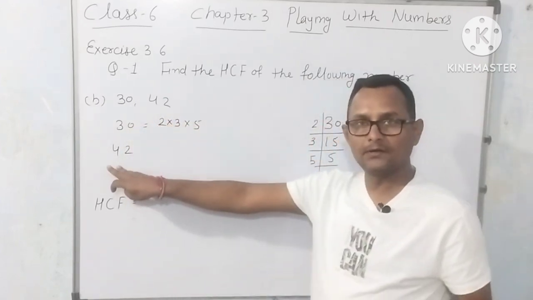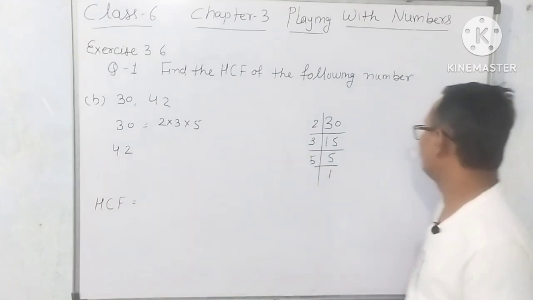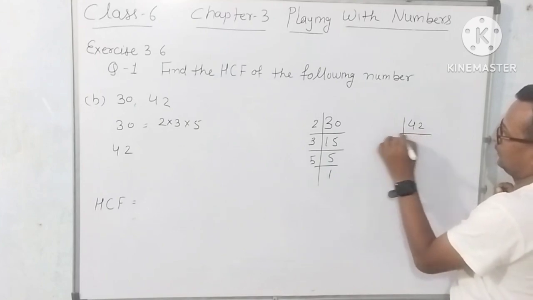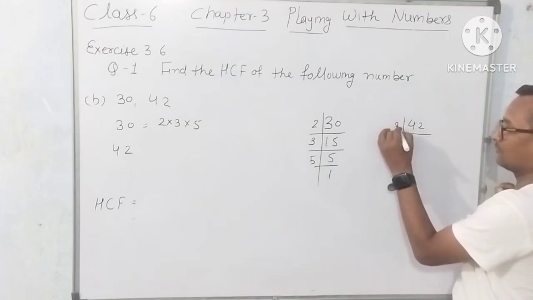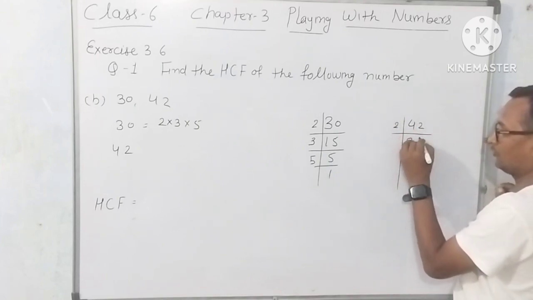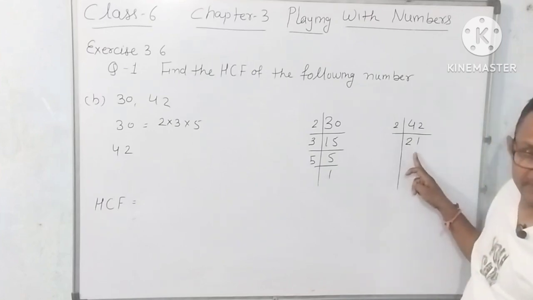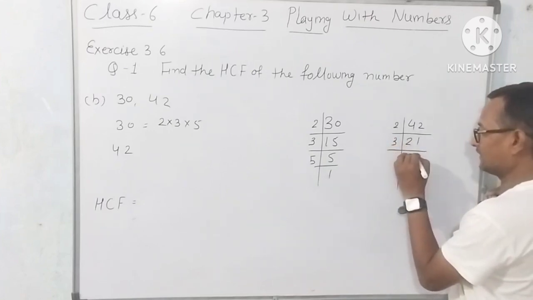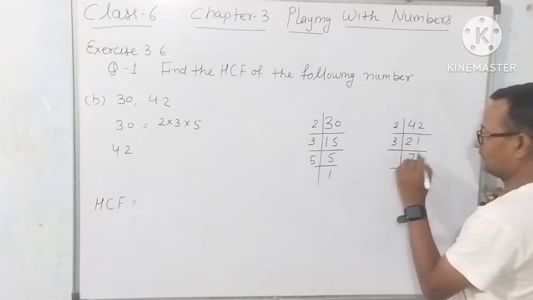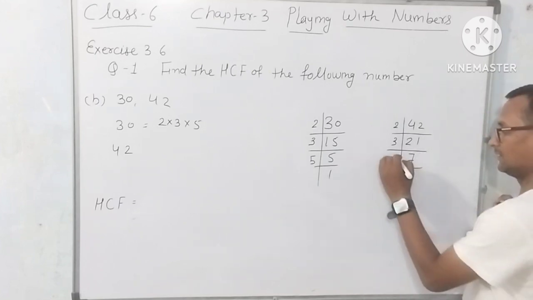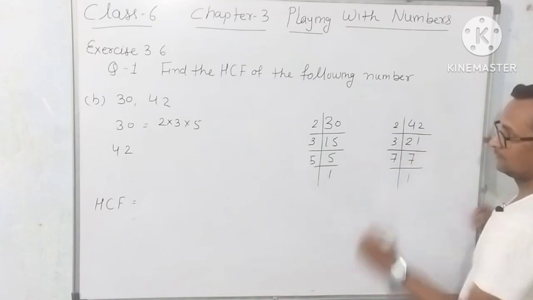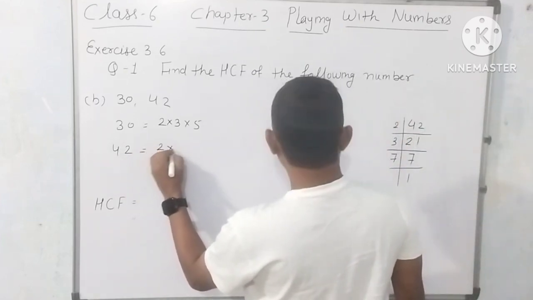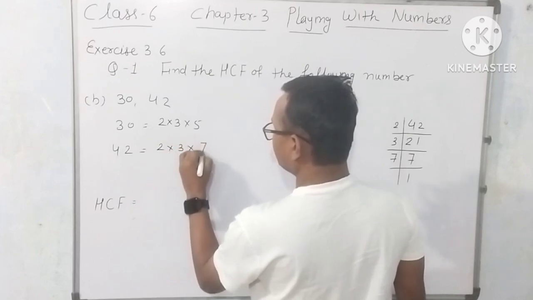Again we have to do the prime factorization of 42. 2 is an even number, so it is divisible by 2. 2 2s are 4, 2 1s are 2. 21 is divisible by 3. 3 is also a prime number, so 3 7s are 21. Now 7 is divisible by 7. 7 is a prime number. So we can write 2 into 3 into 7.